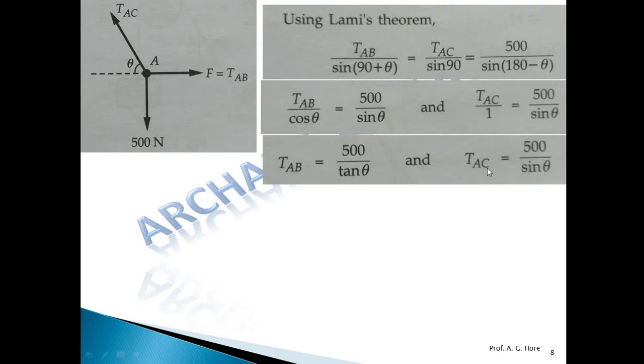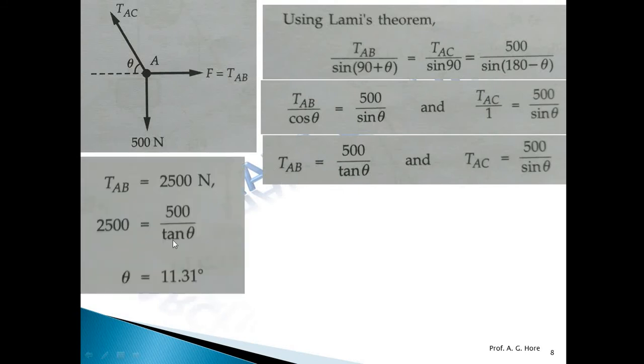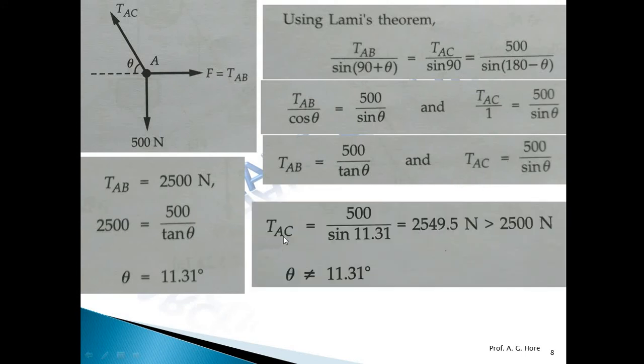And to cross verify which value of theta is correct, if we get theta from equation 1, put this theta here and find out the value of TAC. Similarly, find theta from the other equation, put this theta in this equation and find the value of TAB. First, by this equation, take TAB equal to 2500 Newton, put it here and calculate theta. So we get theta as 11.31 degree. Now to cross verify whether this angle is correct, put this theta in the second equation and find TAC. By putting this theta here, the tension in AC is 2549.5 Newton, which is greater than 2500 Newton.